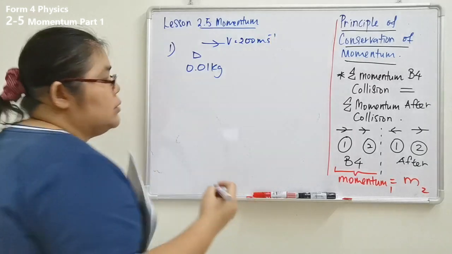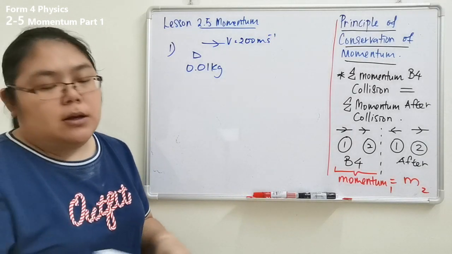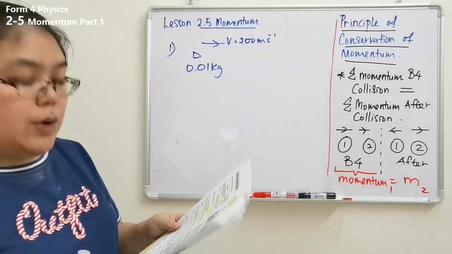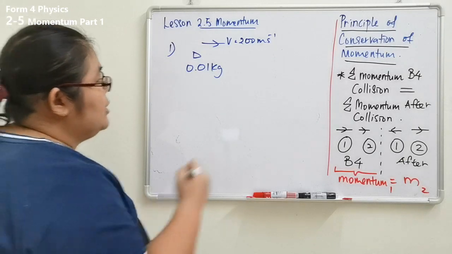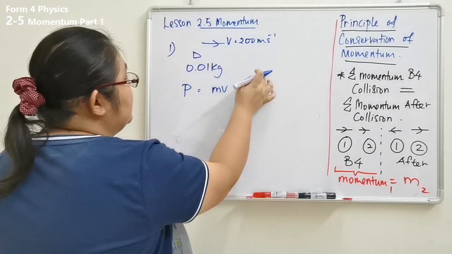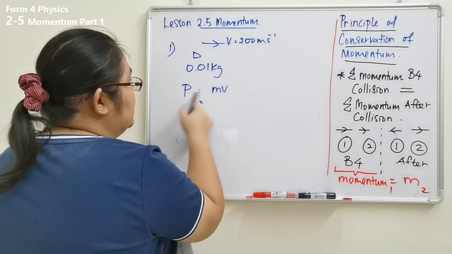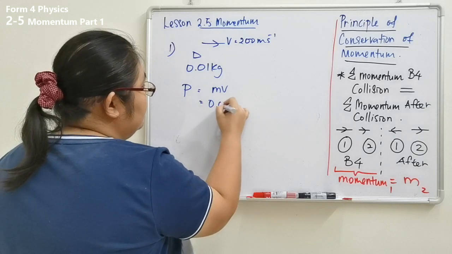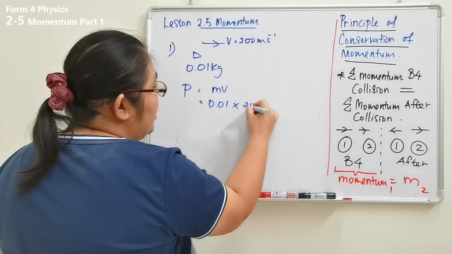Okay, so this one is the information, you get it? So from here, the question, what do they want? They want momentum. So we write momentum P equals mv. After that, P, m is the mass, 0.01. Then the velocity is 200.